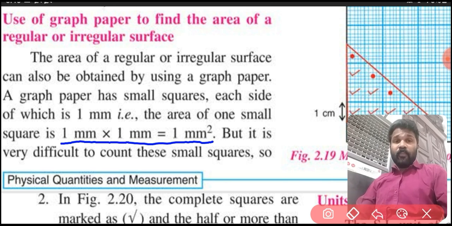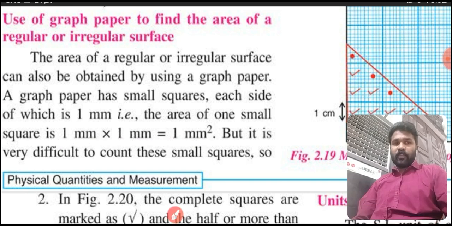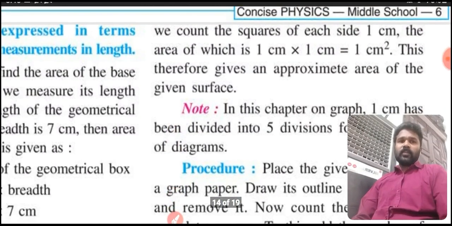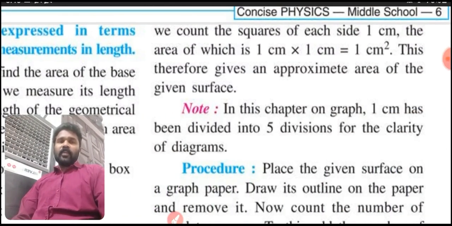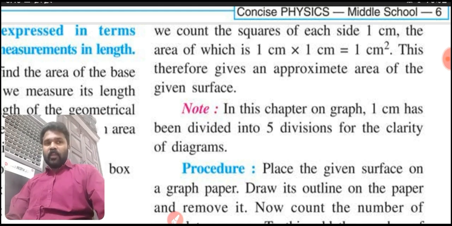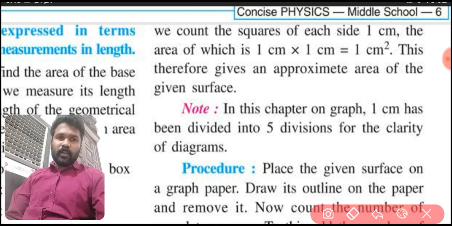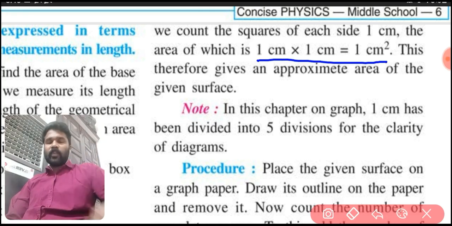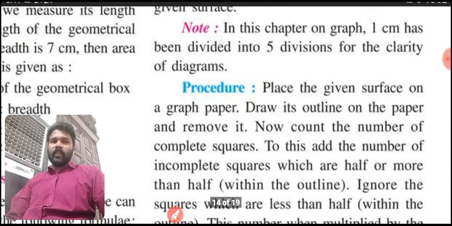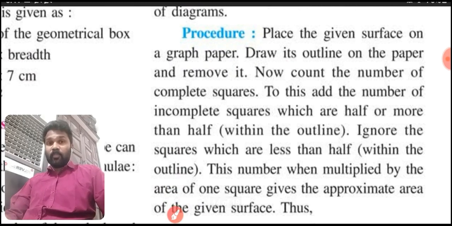But it is very difficult to count these small squares. That's why here we count squares of which each side is 1 centimeter, the area of which is 1 centimeter into 1 centimeter, equal to 1 centimeter square. This type of graph paper we are going to consider here. This gives an approximate area of the given surface. Okay, students, now we will discuss the procedure to find the area by using a graph paper.